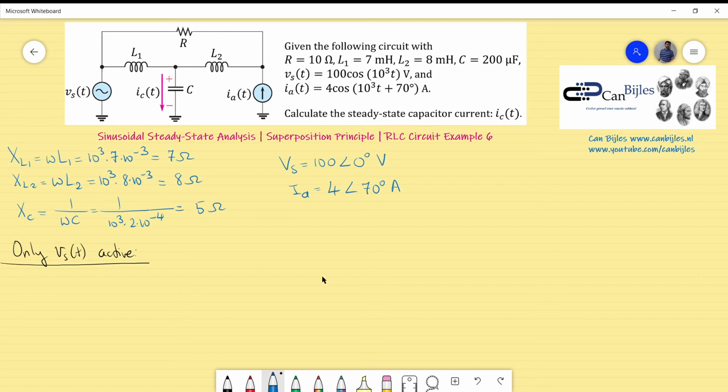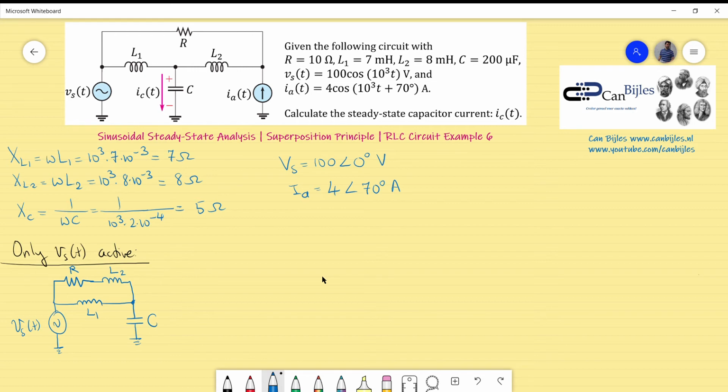So if I now redraw the circuit, I will have the Vs still in place. I have the inductor L1 and I have the capacitor C, and if I now place the resistor and the inductor in series, I have the following situation. This is L2, this is the R. So I have actually this circuit. This is actually the simplified circuit.